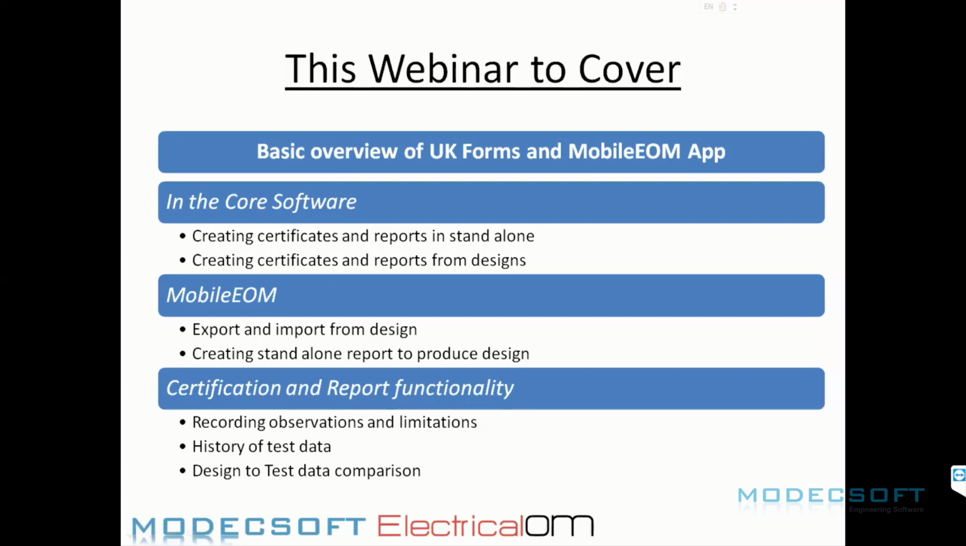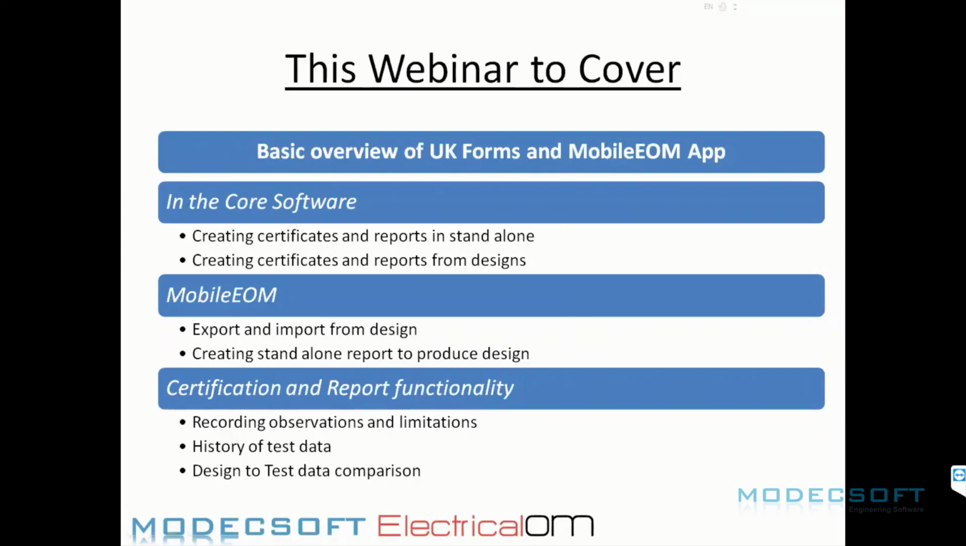Then we're going to look at how we can create certificates from existing designs, and those designs having the information integrate, passing information backwards and forwards between those reports and certificates and the design itself, and how those interact together. Hopefully, if there's time, we may get started on the mobile app, but at the moment we're thinking it's more likely that we'll be looking at the mobile app in the next webinar.